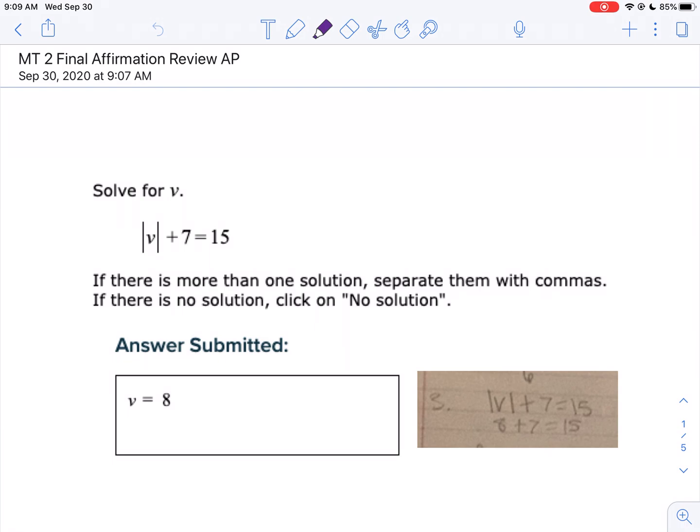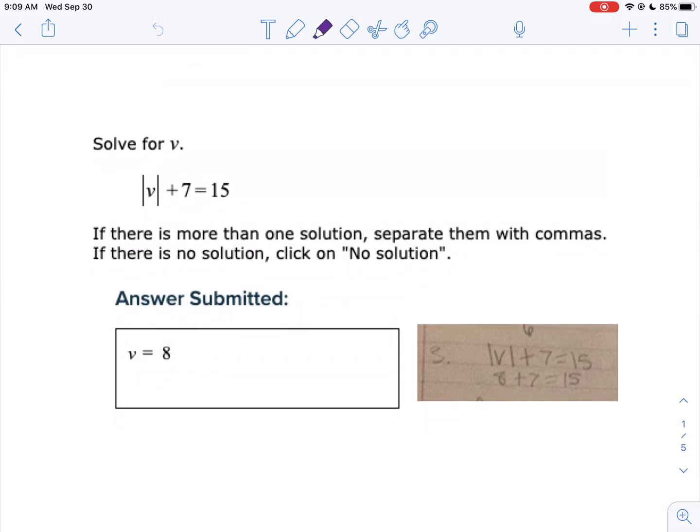On the first case, on this first problem, yes, 8 is a solution. The absolute value of 8 plus 7 is 15. What other number has an absolute value of 8? And that's where there was a hint going on here. The hint was if there's more than one solution, separate them with commas. So v equals negative 8 would also be a solution, because if you take the absolute value of negative 8, you get 8. 8 plus 7 is 15. So you're just missing one of their solutions from that question.